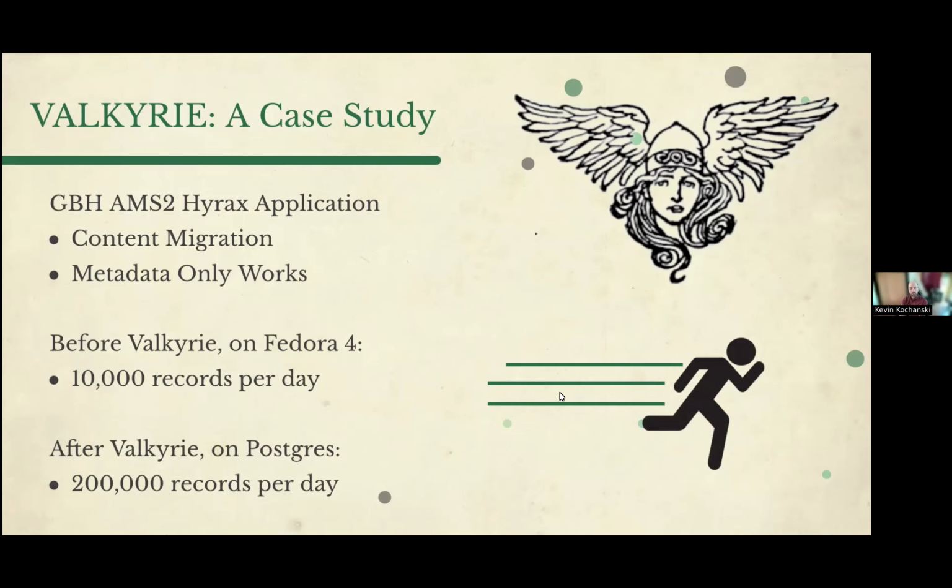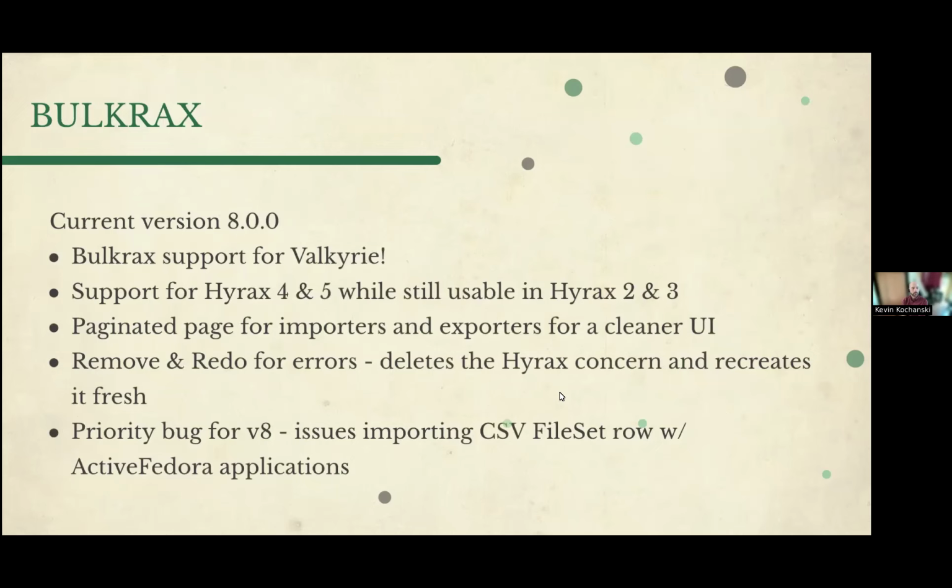Before moving to Postgres with Fedora 4, we had several importers running and were able to move about 10,000 records a day. After moving to Postgres, we're looking at 200,000 records per day. So that's pretty significant. That's really exciting. Those are metadata only works, not files, but I think it's proof positive that all of this work has not been in vain. And we appreciate GBH moving that forward as one of the leaders there.